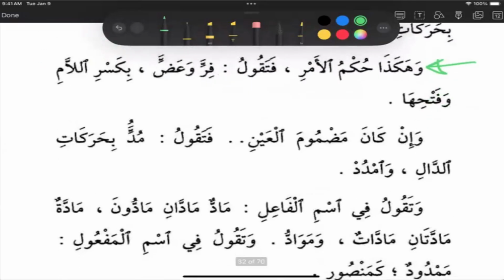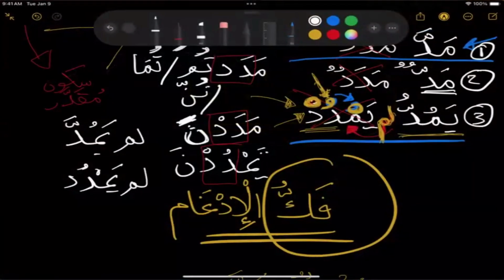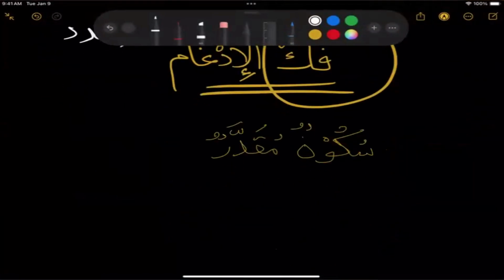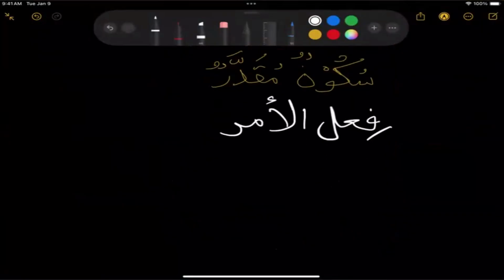Okay. So what are we saying here? Now another case of permissible idgham, not necessary, is the command, fi'l al-amr. So you say, let's go back to the Madi first so we can trace it. Madda. The origin is madda.